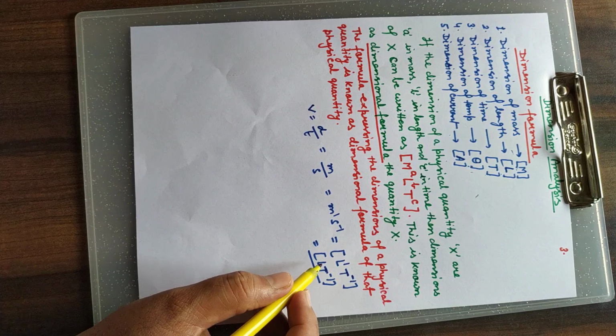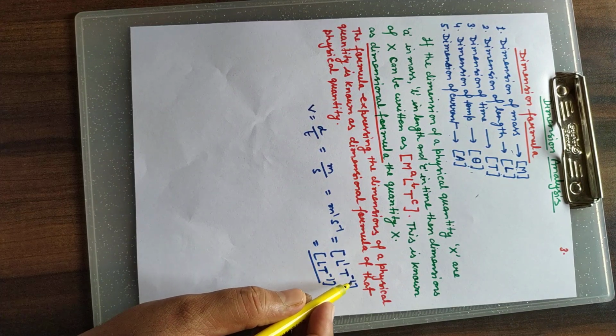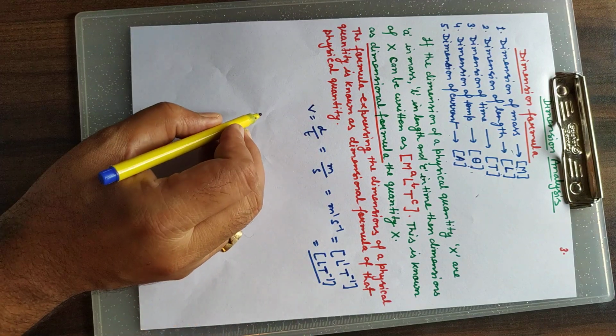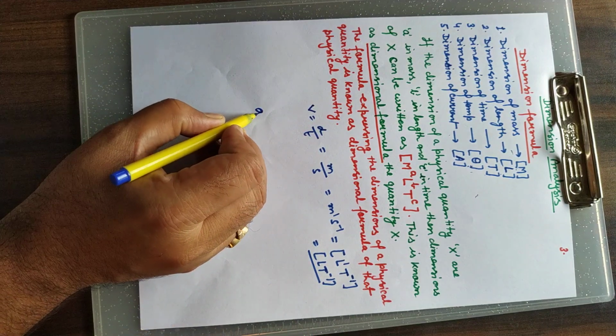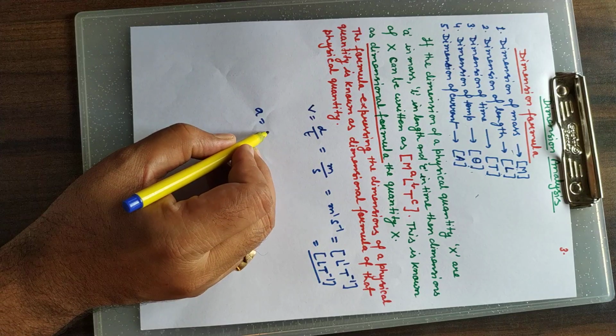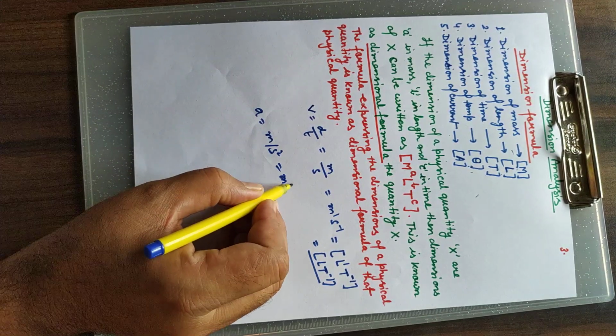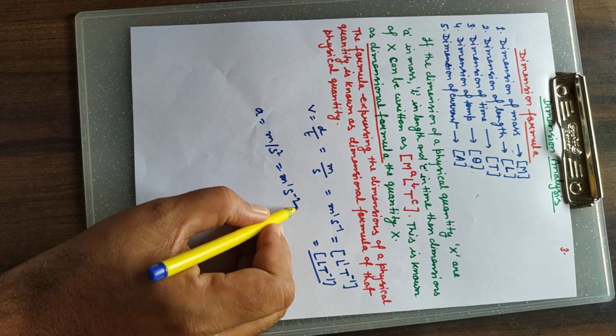But the dimension of length is 1, the dimension of time is minus 1, but the dimension formula of velocity is LT minus 1. Similarly, for acceleration, the unit of acceleration is meter per second square. That is meter to the power 1 and second to the power minus 2.